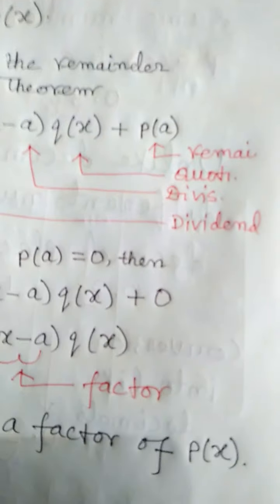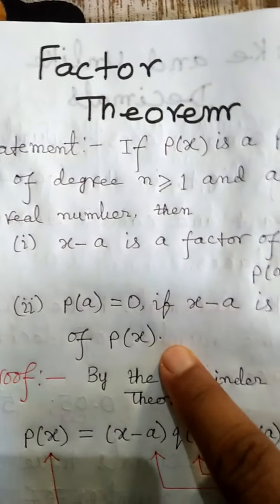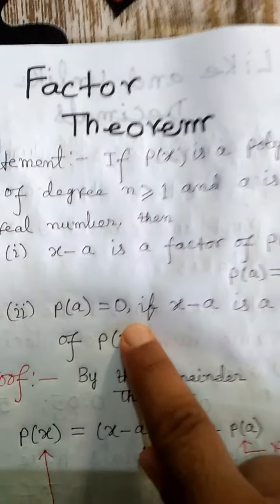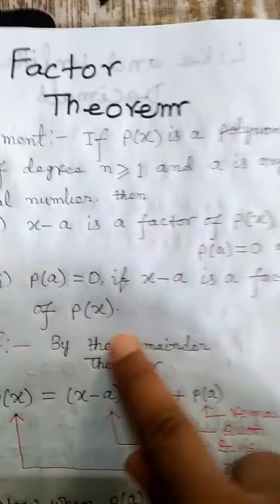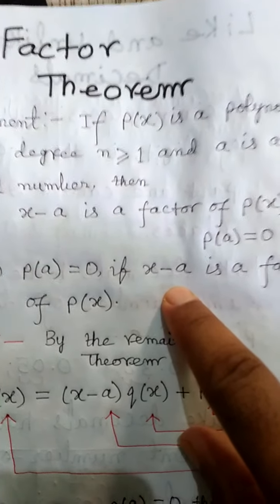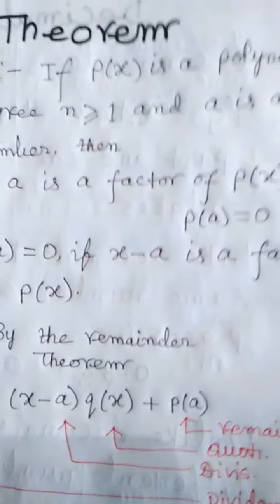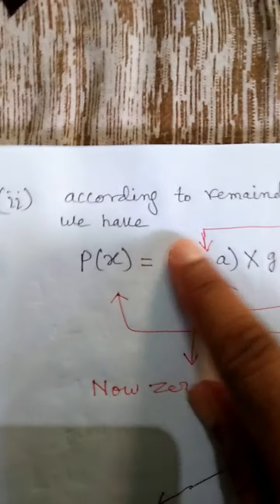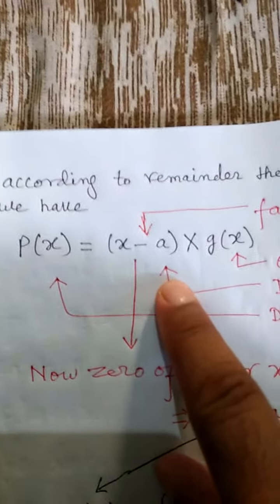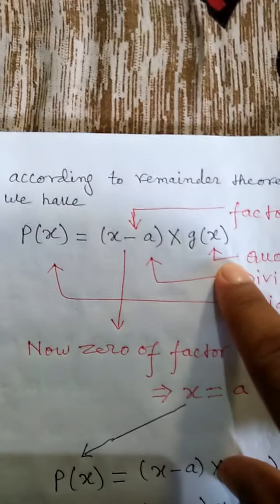Now try to understand the second case and its solution. In the second case, we need to prove that P(a) will be 0 if x minus a is a factor of P(x). It is given as a factor. Again, I will recall the remainder theorem. According to the remainder theorem, it is given P(x) is equal to x minus a into g(x). It will be quotient.